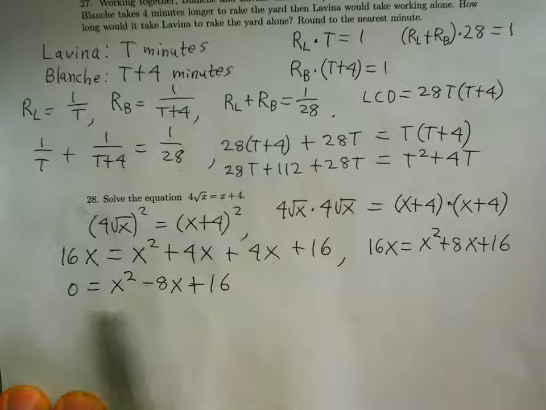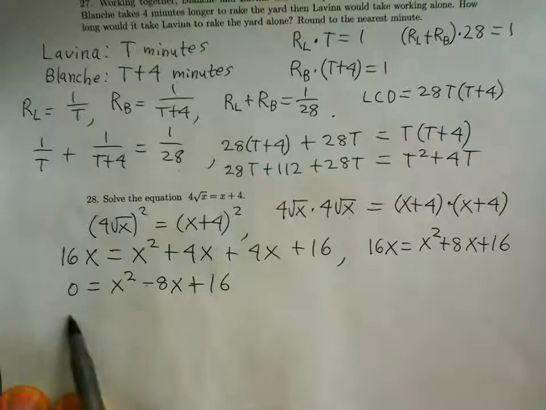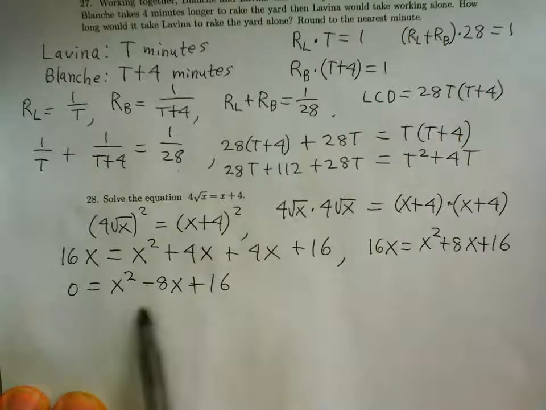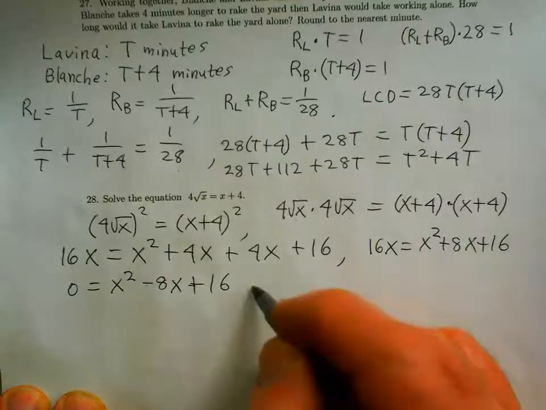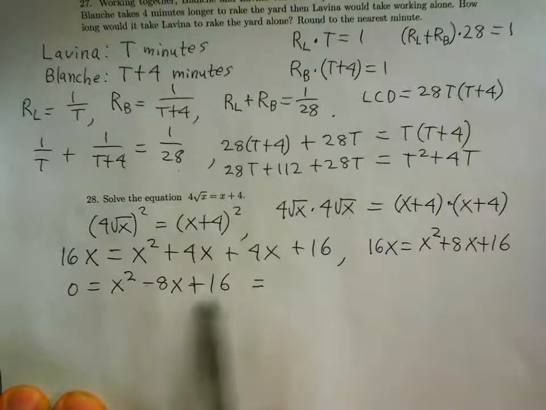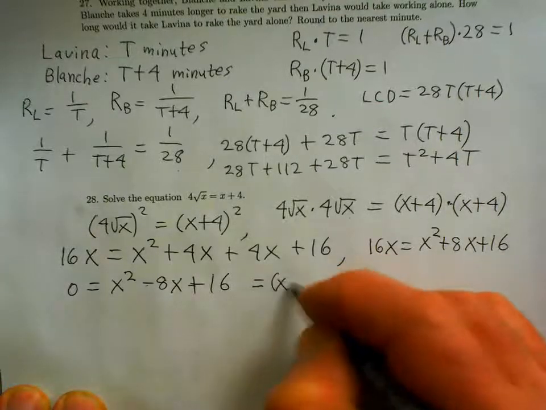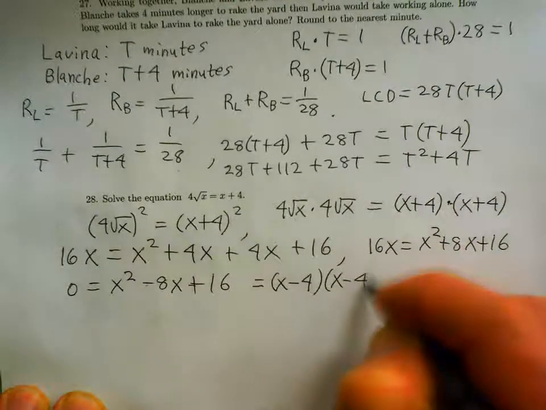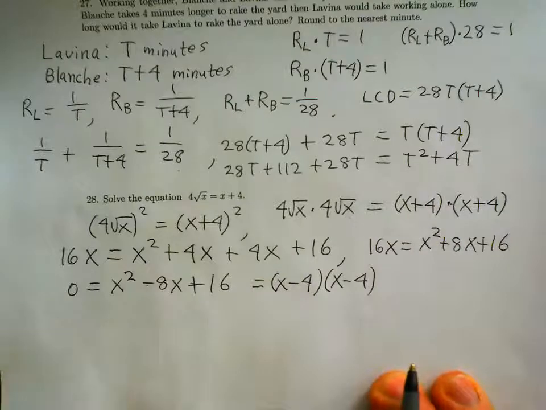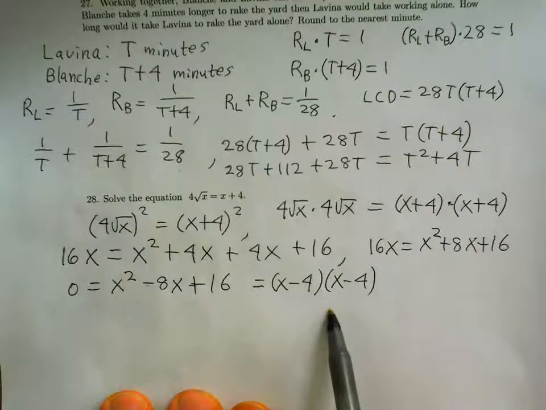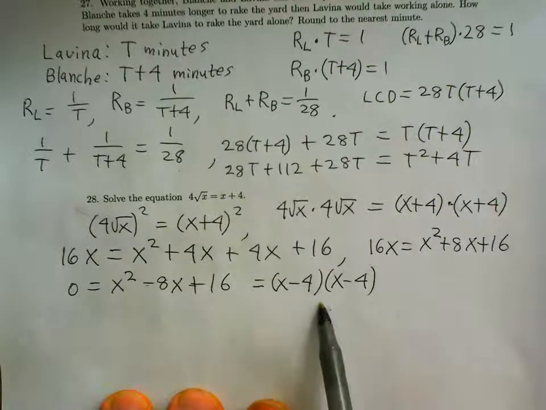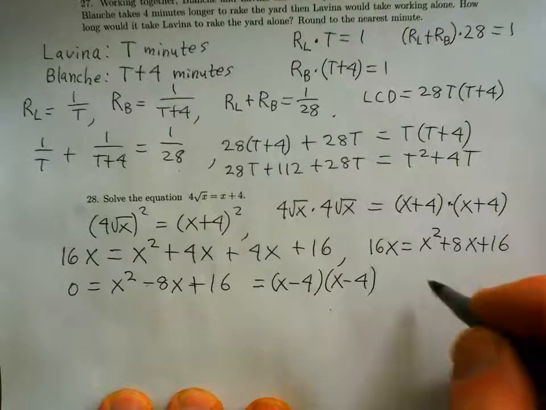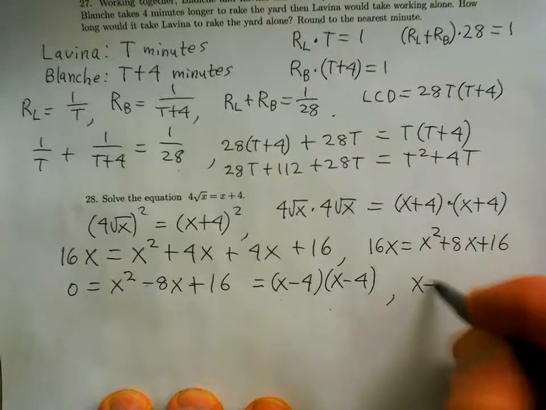We can solve this by factoring. If you would rather use the quadratic formula, you can. But this factors really nicely. The two factors are x minus 4 and x minus 4. So this equation has exactly one solution. It's a repeated solution, but there's just one solution.